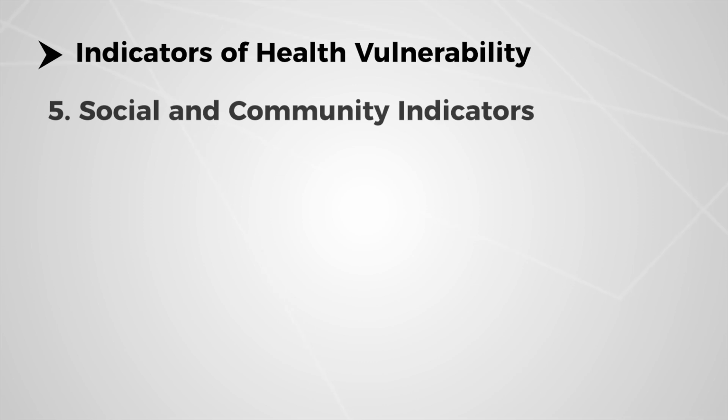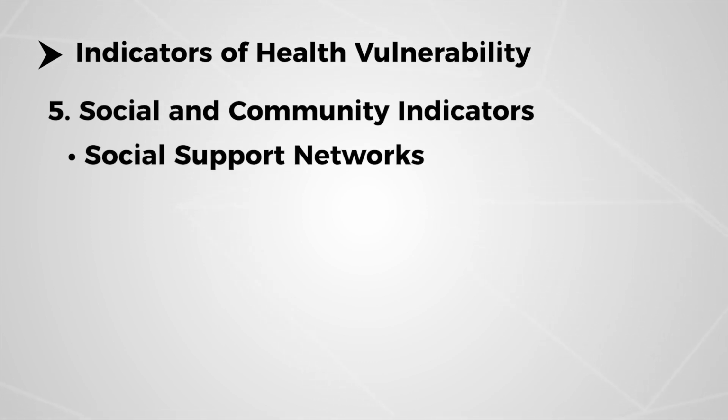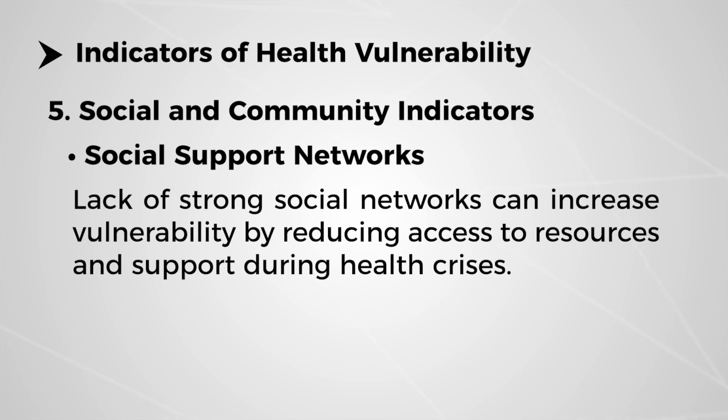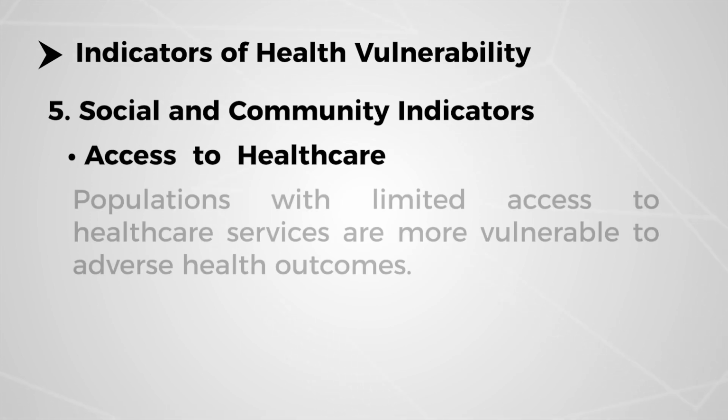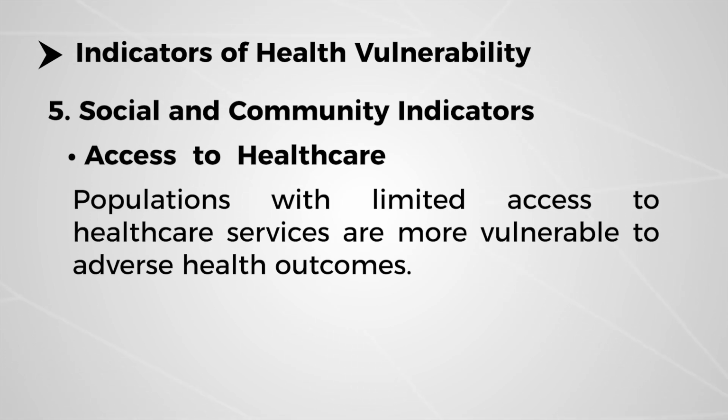Then we have social and community indicators like social support networks. Lack of strong social networks can increase vulnerability by reducing access to resources and support during a health crisis. Access to health care is also very important, because populations with limited access to health care have a serious impact on vulnerability. Such populations are more vulnerable to adverse health outcomes.